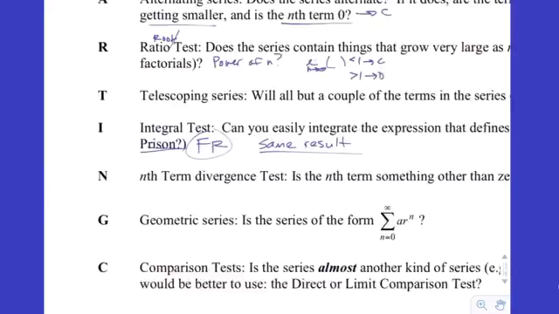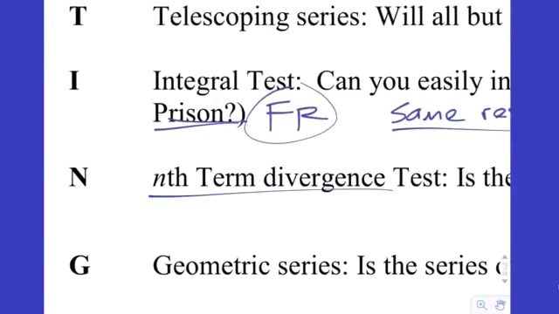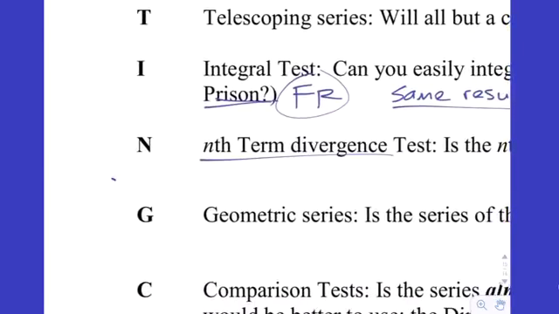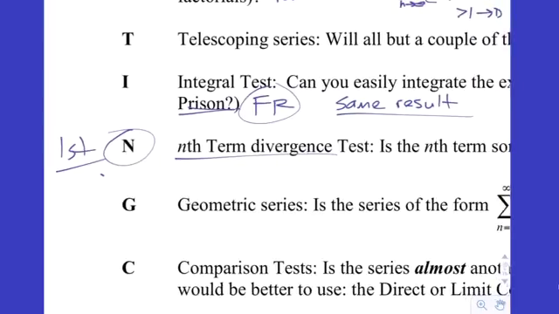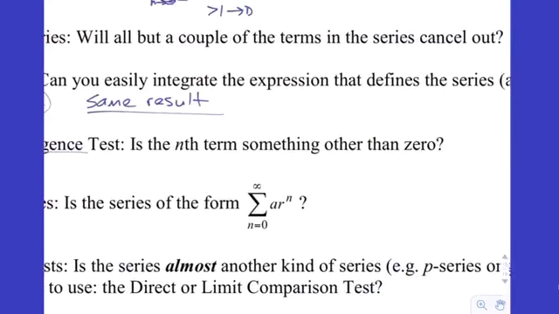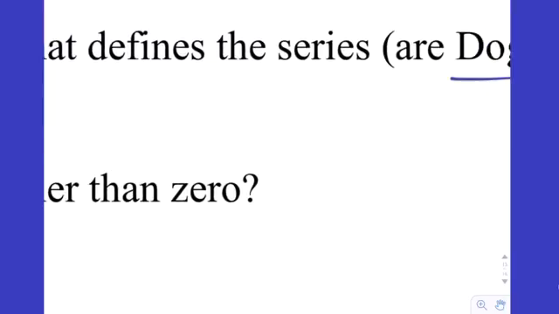The N in parting C is the nth term test. Although it's way down there, this is the first thing that you want to do. It's a time saver, can be a big time saver. Is the nth term something other than 0? If so, it diverges. It's the only one-way test for divergence. So you do it first.